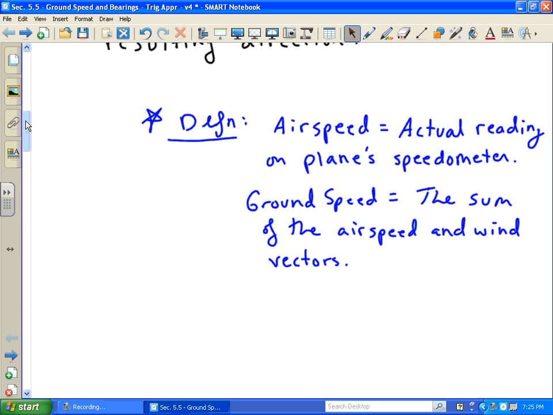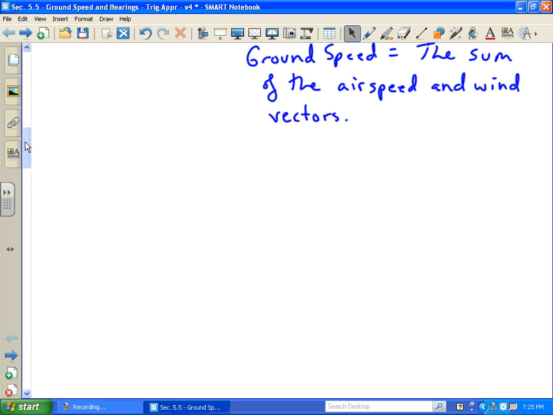Okay. On this particular problem, it is essential that we draw a picture of what's happening. So we'll start that. And this picture is going to be detailed. It's going to be a little bit lengthy. So just be prepared.